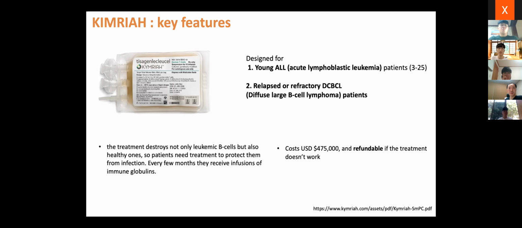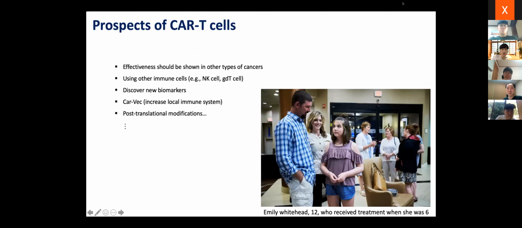After they get this dose of Kymriah, they receive infusions of immunoglobulins every few months to overcome this side effect. The second thing about Kymriah is that it costs about 500 million won, so it's very expensive. Even though it's refundable if the treatment doesn't work, it's still very expensive, so many patients are reluctant to get treated. But nonetheless, it's very effective if you get treated. This is my last slide, and I want to talk about what the future of CAR T cells could be.